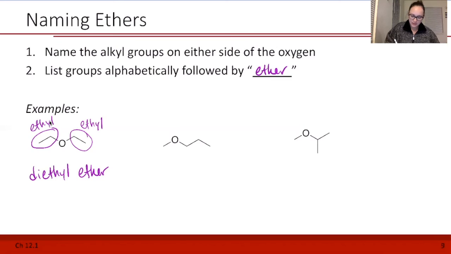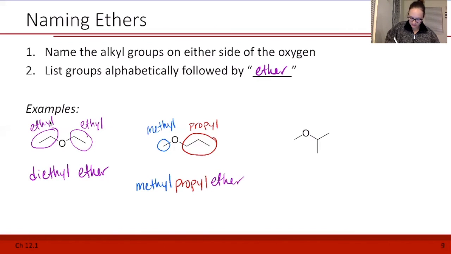Okay, so let's look at the second one. On one side, we have methyl, one carbon, right? On the other side, let's switch colors. Let's do red. On the other side, we have propyl. So how we're going to name this is we're going to put those two sides that we just named in ABC order and then put ether at the end. So the name for this molecule, M comes before P, will be methyl propyl ether, since we have our ether in the middle.